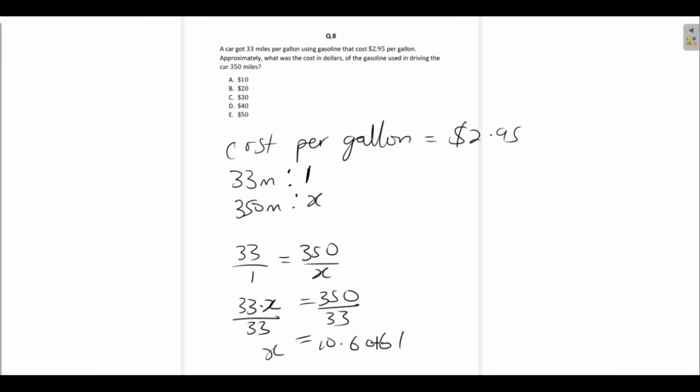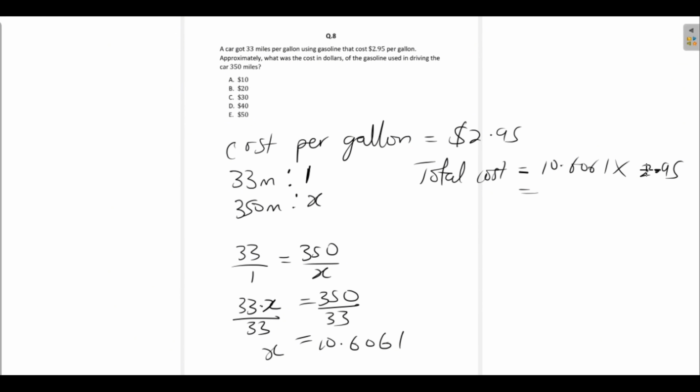10.60, maybe 61. Yes, let me put it on at 4 decimal places. Now it tells us that when the car travels 350 miles, these are the gallons, the number of gallons that the car is going to use or utilize. So it's going to utilize 10.6061 gallons. However, 1 gallon costs 2.95. So the total cost in dollars is going to be 10.6061 multiplying 2.95.